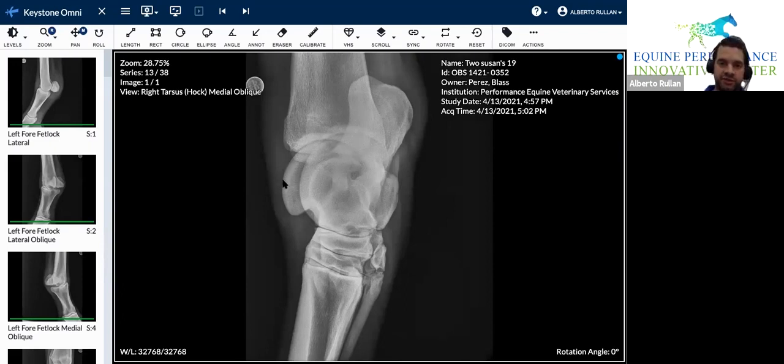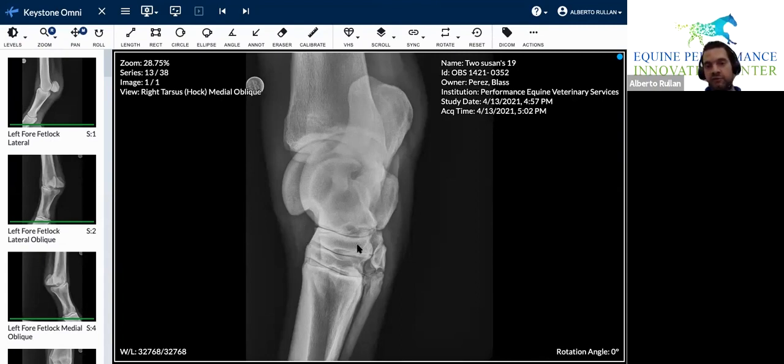Lateral trochlear ridge, where there's a lot of OCDs. Then medial trochlear ridge, right here. Then you come to the sustentaculum tali. The sustentaculum tali could develop remodeling, fragments, etc. You go all the way down, great. Proximal intertarsal joint, which if you see spurs over here, they are significant. Distal intertarsal joint, where if you see spurs over here, are not super significant. We can deal with it.